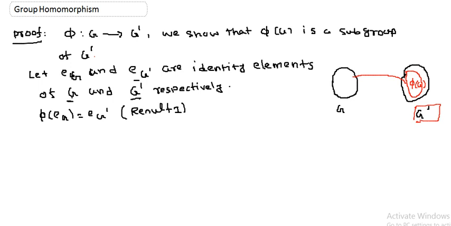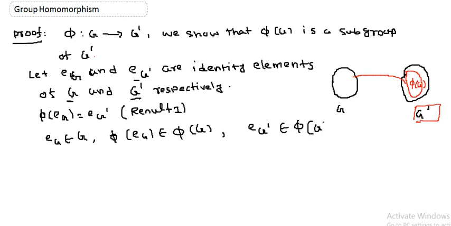So we know that phi of e_G equals e_G dash. Because e_G belongs to G, phi of e_G belongs to phi of G. That's very simple, which means phi of e_G is e_G dash, so e_G dash belongs to phi of G. You can see that condition 1 is satisfied. Condition 1 is that the subset must contain the identity element of the group. So the first condition holds. Let's talk about condition 2.